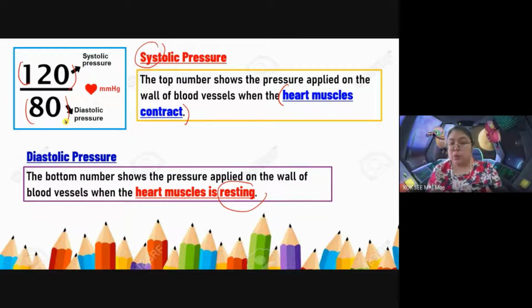Okay, so this is the difference between systolic and diastolic pressure. So remember, systolic is when there's a contraction. Diastolic is when resting. Okay.